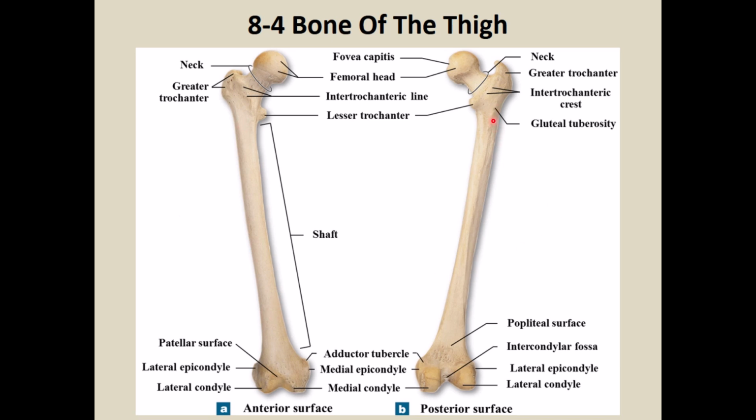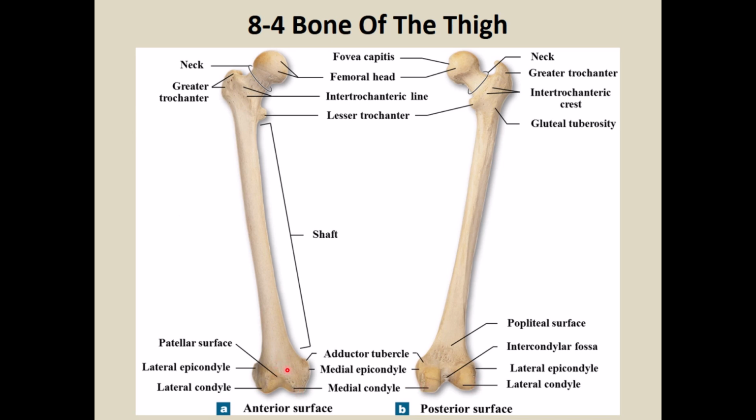Posteriorly, you can see the gluteal tuberosity. This is where gluteal muscles attach. Distally, you can see these two half spherical structures. These are articular surfaces, and these are called condyles. There are two of them. One is lateral, one is medial. This is medial, this is lateral.